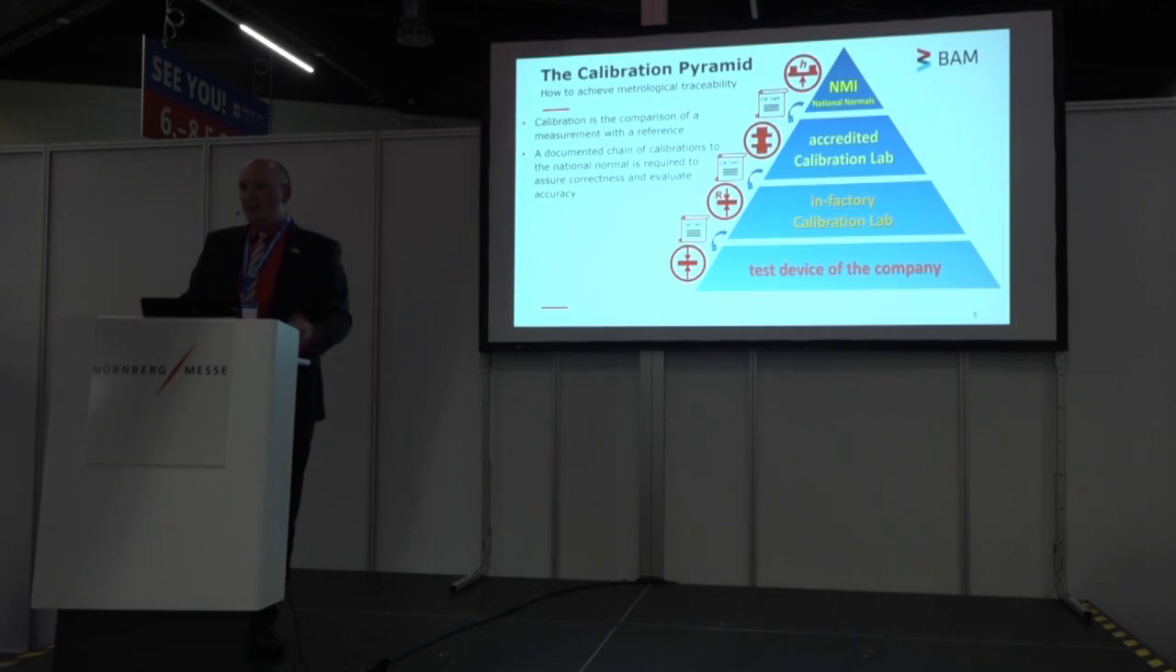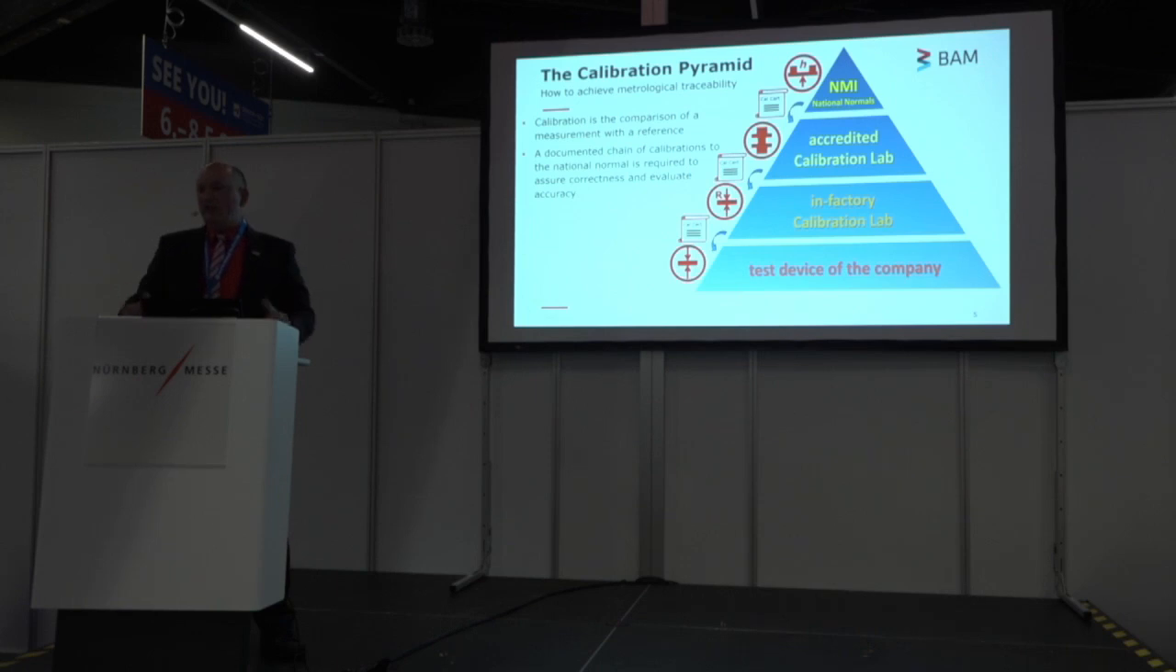Maybe you are familiar with this representation of the calibration pyramid, which is about a sensor or test device in use in a company, for example, to monitor a production process, and this is being calibrated. Calibration always is a comparison between the measurement of this device and a reference in order to evaluate the accuracy and precision of it. And the results of this measurement is provided in form of a calibration certificate that is provided to the user of the device. However, also the reference needs to have a known accuracy and precision, and so this reference also needs to be calibrated.